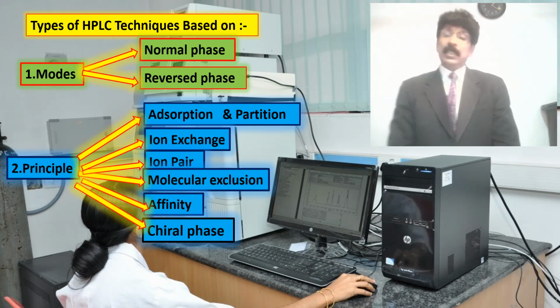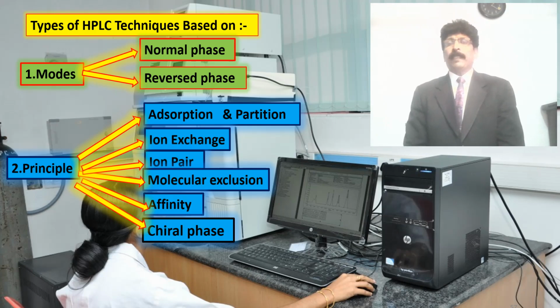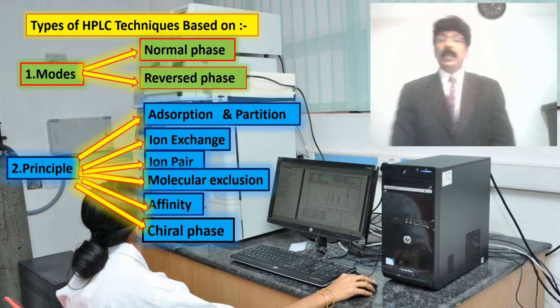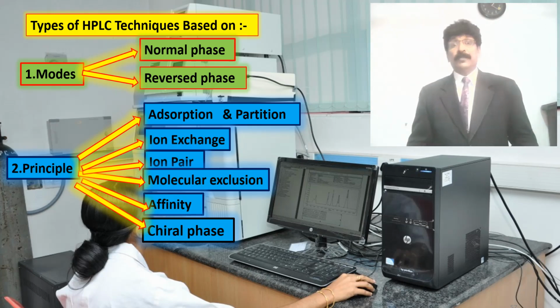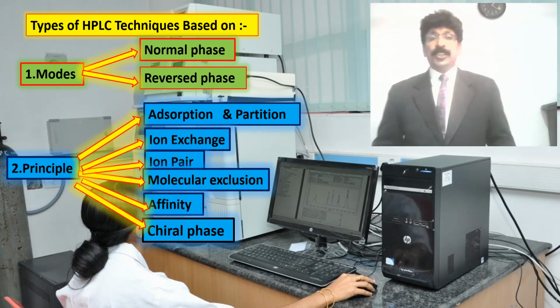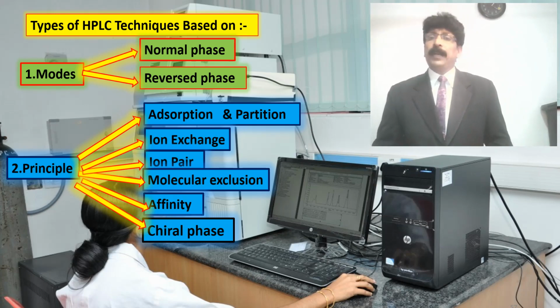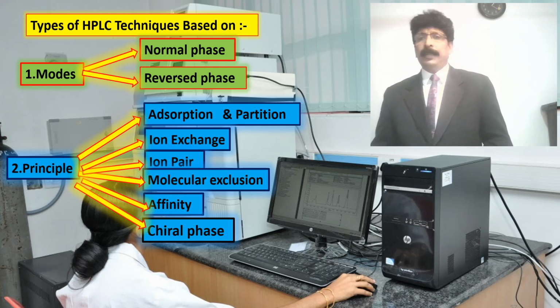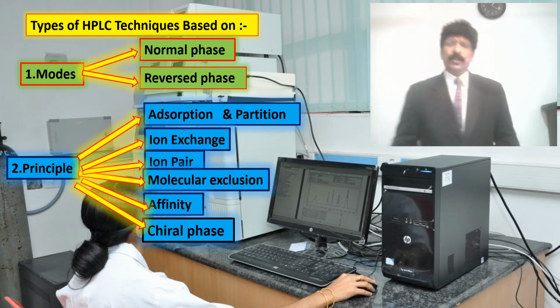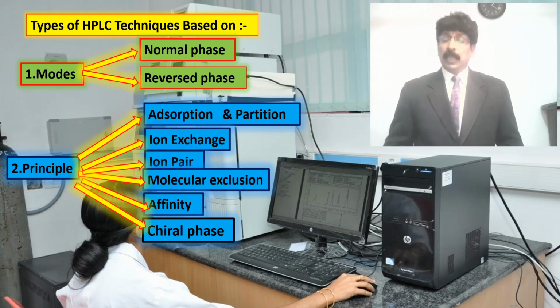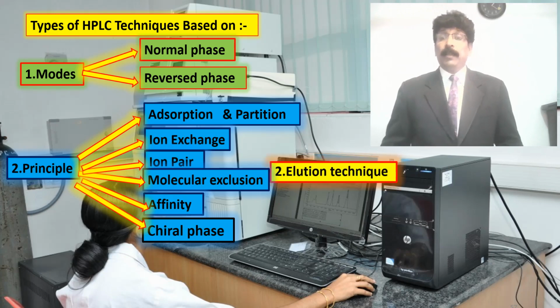Chiral or chiral phase chromatography is for optically rotating compounds, chiral compounds which have a carbon atom with different attachments, which you know very well from basic chemistry. That type of column is also available for separating chiral compounds, dextro rotatory or levo rotatory, R and S configuration, which you might have studied very clearly. Chiral phase chromatography is also available.